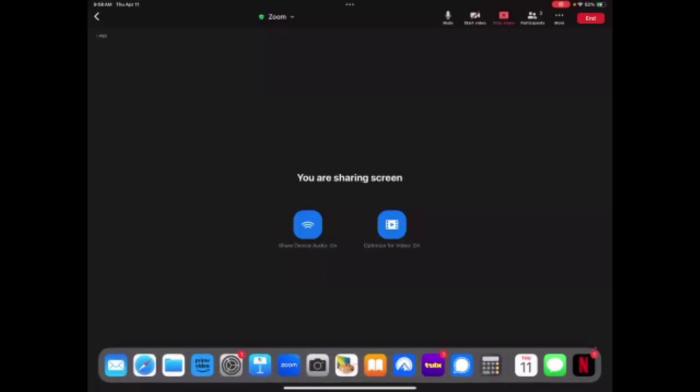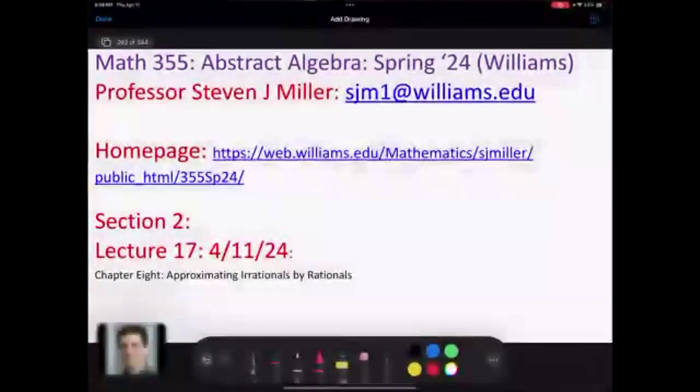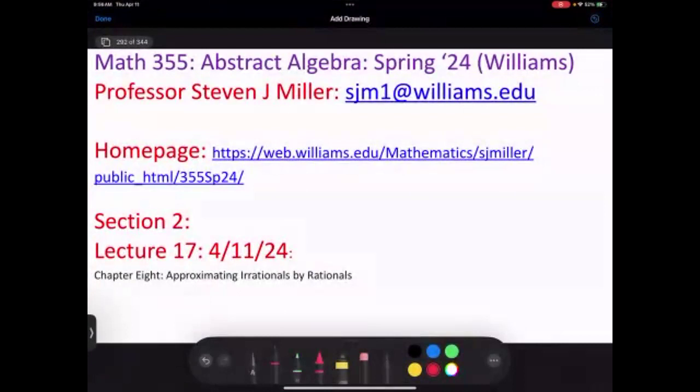Okay, so welcome to Math 355 Abstract Algebra. This is lecture 17. We're going to finish up talking about approximating irrationals by rationals. In the last lecture, we talked about some of the consequences as to why we might care about something like this. Today, we're going to actually see how you do this and how well you can actually do this.